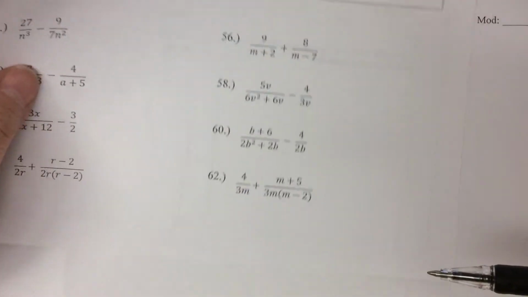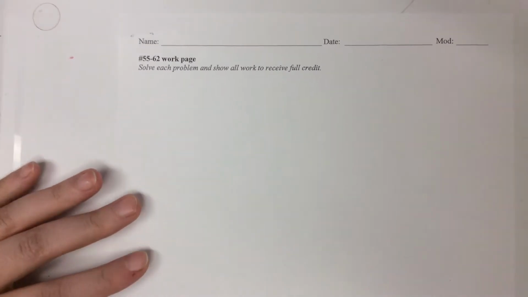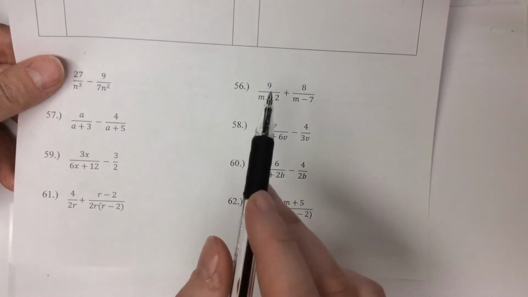There are 4 problems. It really shouldn't take us that long. If you remember, you have a work page. Your work page probably has a bunch of work on the first side of it, because we did the odds in class. So I'm going to flip over and start with number 56 on the evens, okay? So 56.